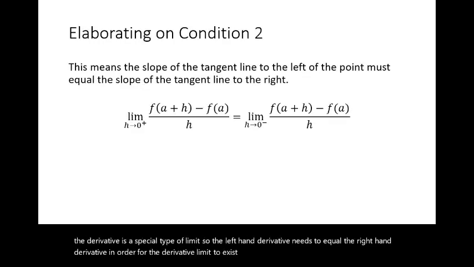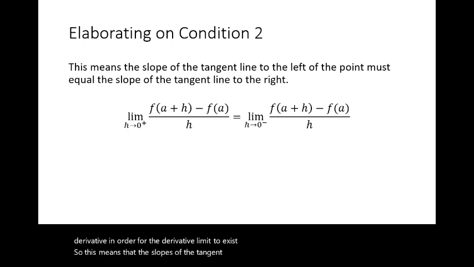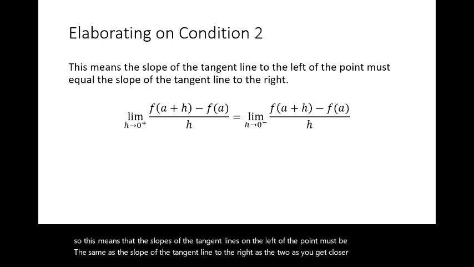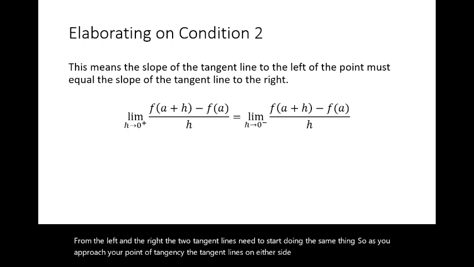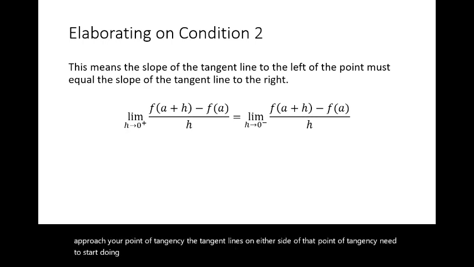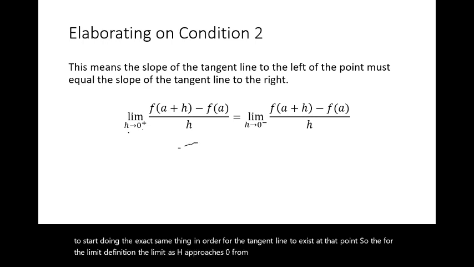This means that the slopes of the tangent lines on the left of a point must be the same as the slope of the tangent line to the right. As you get closer and closer from the left and the right, the two tangent lines need to start doing the same thing. As you approach your point of tangency, the tangent lines on either side of that point need to start doing the exact same thing in order for the tangent line to exist at that point. So for the limit definition, the limit as h approaches 0 from the right of the derivative needs to equal the limit as h approaches 0 from the left.